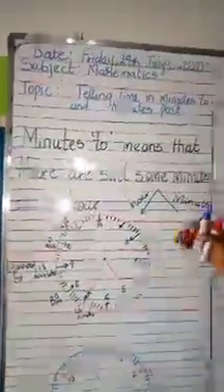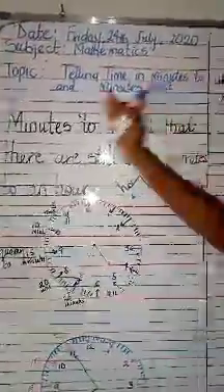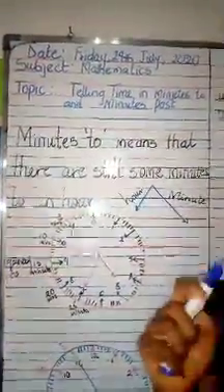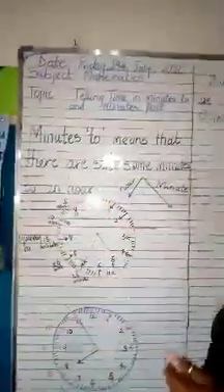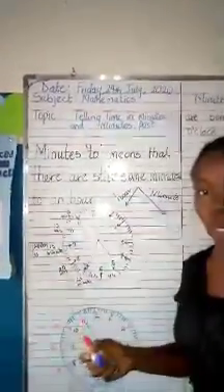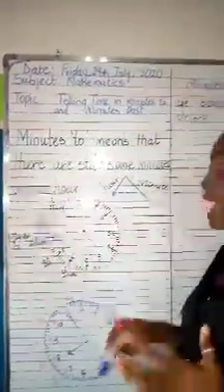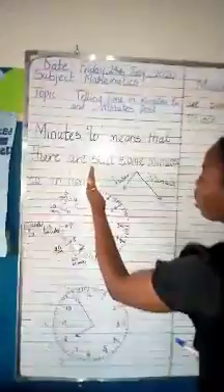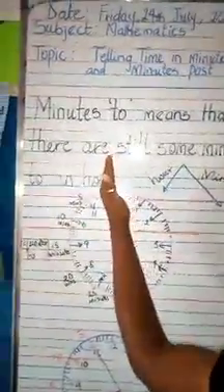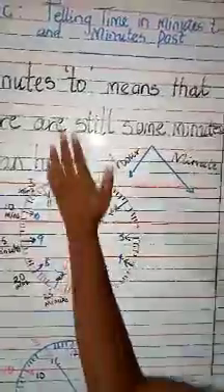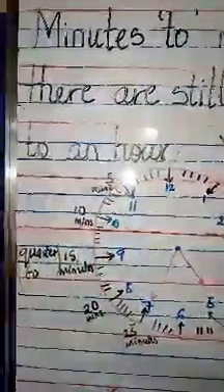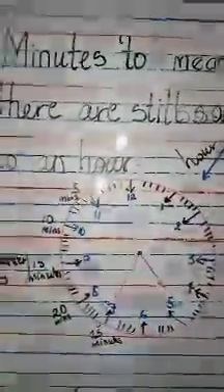Okay, now let's go over to what we have today. Now we're going to learn about telling time in minutes to and minutes past. Minutes to means that there are still some minutes to an hour. Probably it's not yet 4 o'clock. There are still some minutes to 4. So let's see how to say that. Now, minutes to always comes when the long hand is on the left hand side of the clock. On the left hand side of the clock. So whenever the long hand or the minute hand is on the left side of the clock, you say that it is minutes to an hour.